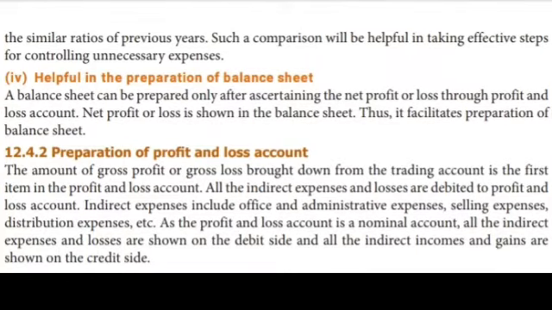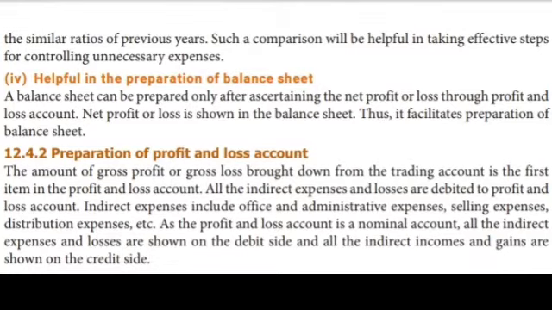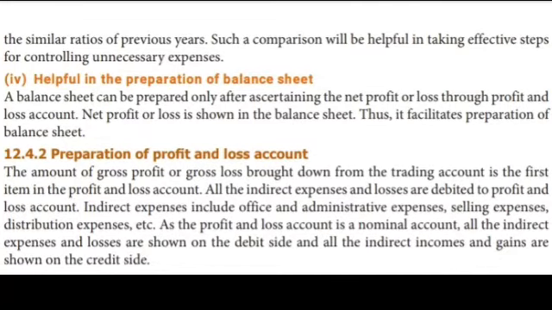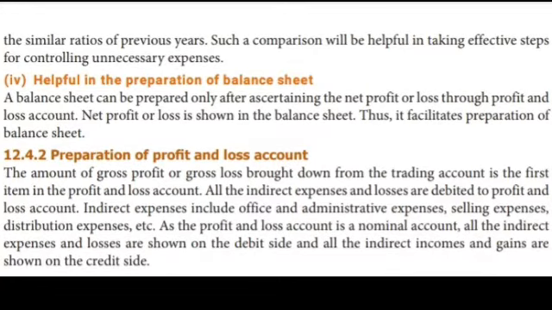As the profit and loss account is a nominal account, all the indirect expenses or losses are shown on the debit side. See children, your textbook page 250, the first paragraph: all the indirect expenses and losses are shown on the debit side. Indirect incomes and gains are shown on the credit side. Expenses and losses on the debit side, and gains and incomes on the credit side. Can you understand?